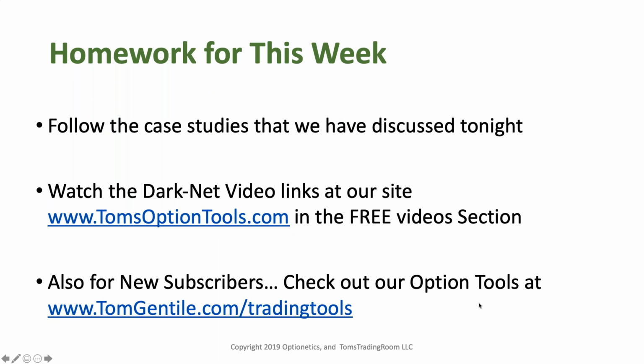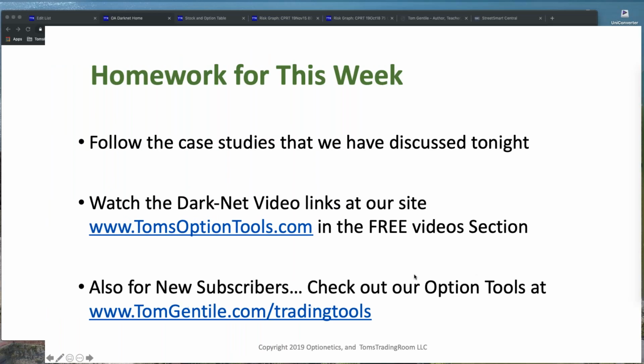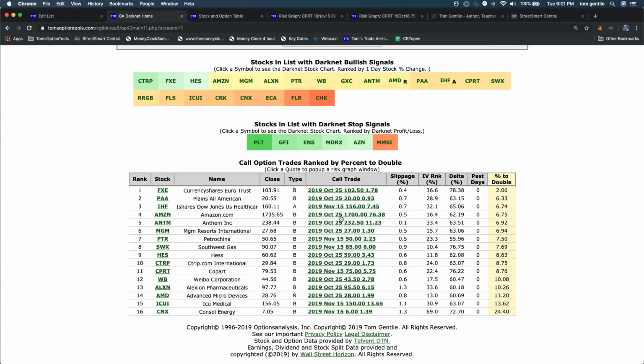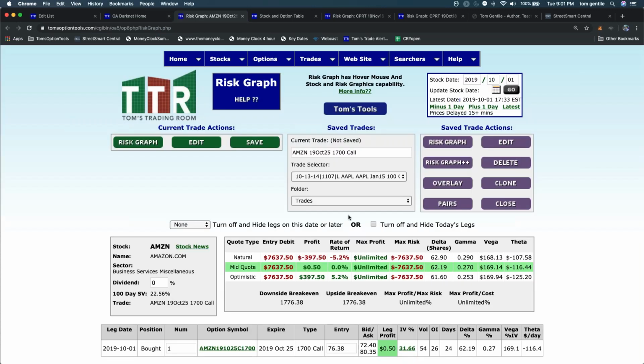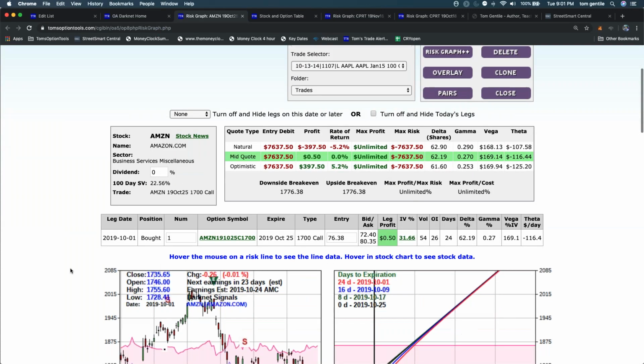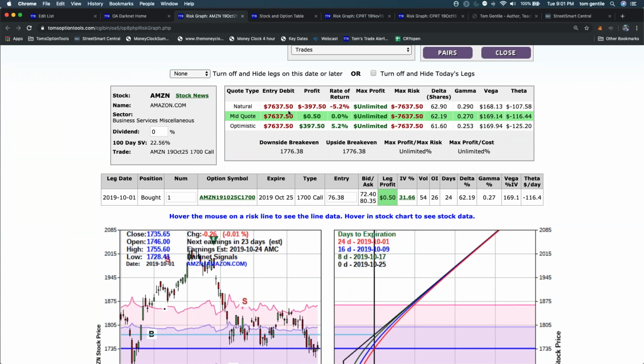All right. Homework for this week. I want you to look at the trade in Amazon. And you know what? We didn't really do a trade in Amazon, so let's take a look at Amazon real quick before I get into that. The reason why is because you take a look at this. This is a $7,637.50 position for the October 25th 1700 call. Look at the spread between these things, 72 by 80.